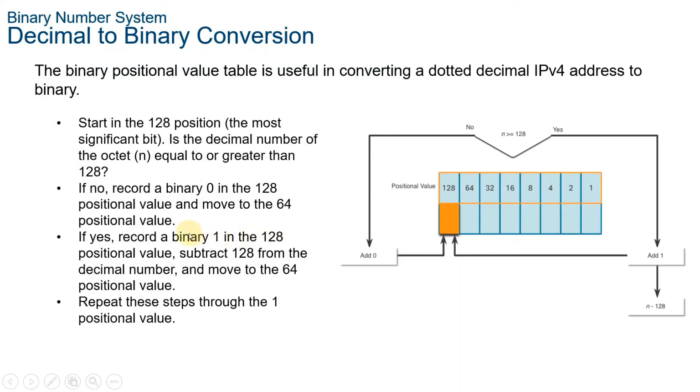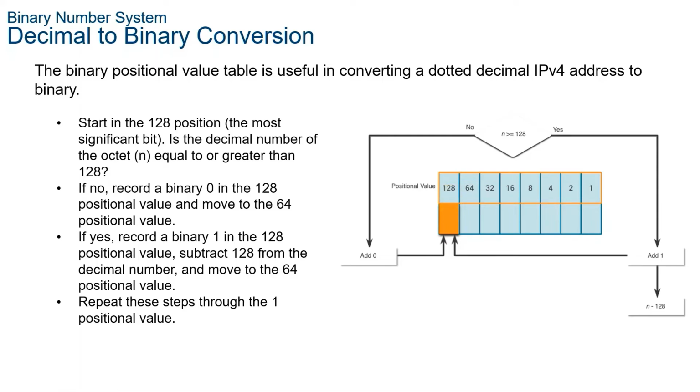Decimal to binary conversion. It is also necessary to understand how to convert a dotted decimal IPv4 address to binary. A useful tool is the binary positional value table. Like what we have used in the recent slides, you've got 128, 64, 32, 16, 8, 4, 2, 1 here. Basically, this came from 2 raised to 0 is 1, 2 raised to 1 is 2, 2 raised to 2 is 4, 2 raised to 3 is 8, 2 raised to 4 is 16, 2 raised to 5 is 32, 2 raised to 6 is 64, and 2 raised to 7 is 128.